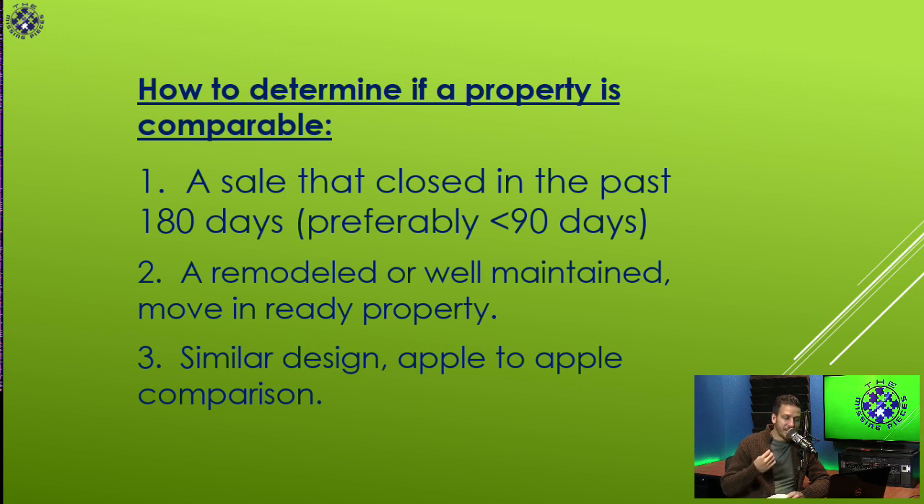And it has to be similar in design. So design is 1-story, 2-story, 3-story, townhouses, condos. They have to be the same. Again, apple to apple comparison. You don't compare an apple to a banana. They're two different things. An apple will never turn into a banana. So remember that analogy.